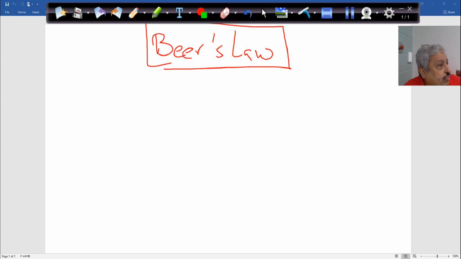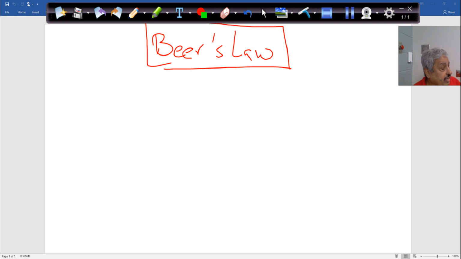Guys, today we'll start with Beer's law. This experiment is a very nice experiment. We determine the concentration of an unknown compound that has to be colored. So it has to be colored, meaning the compound we are measuring the concentration of has to have the ability to absorb light. This is a condition for Beer's law.